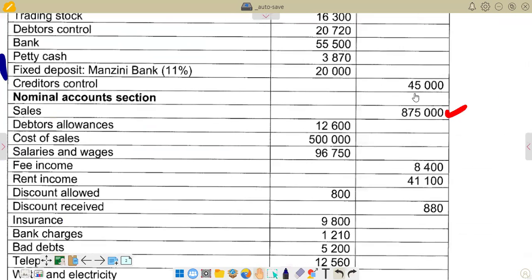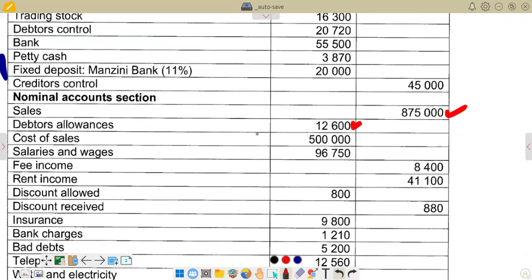You see that we've got the sales figure. Beneath that we have debtors allowances of 12,600. This 12,600 is also going to reduce the figure for sales. Remember, debtors allowances are sales returns. What happens with debtors allowances is that when you sell goods, the customer may retain the goods due to many reasons.